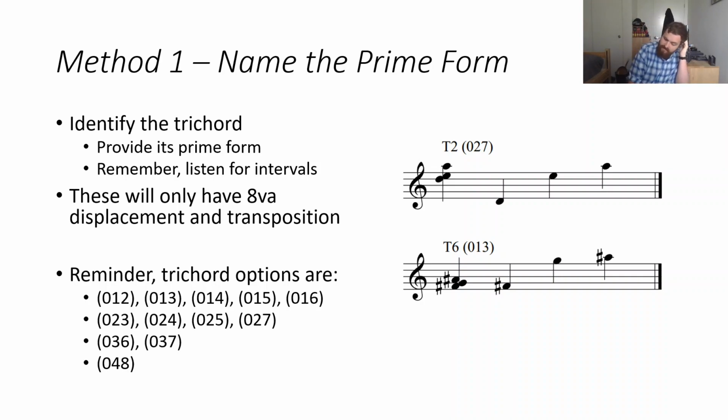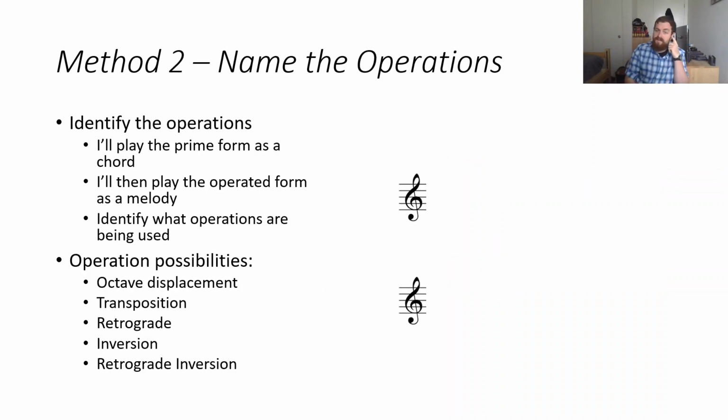Okay? It's a version similar to what we did before the midterm, but it's a version that by this point should be far more familiar to us with spending more time with these trichords. Method 2 is the version that we've been doing in the second half of the quarter, where we identify the operations. So in this particular case, I play you the prime form, and then I play the operated form as a melody. You have to identify just the operations.